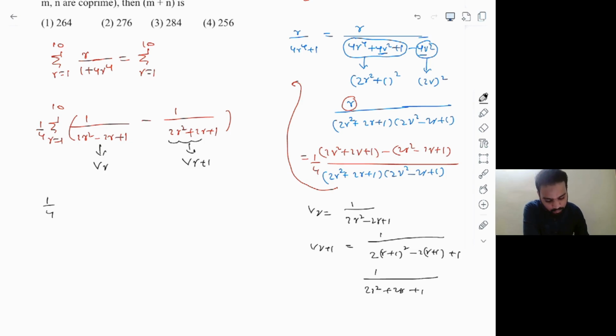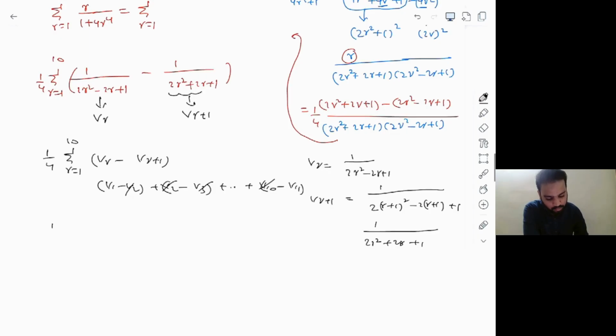So finally what we have is 1 by 4 into sigma r = 1 to 10 of (Vr − Vr+1). Now you know what to do. Simply expand the telescopic summation. You will be getting something like this, right? V1 − V2, V2 − V3, and then so on up to what's the last term here? Directly it is V10 − V11. Everything will be cancelled out. Only the two terms will be remaining. That is 1 by 4 times (V1 − V11).